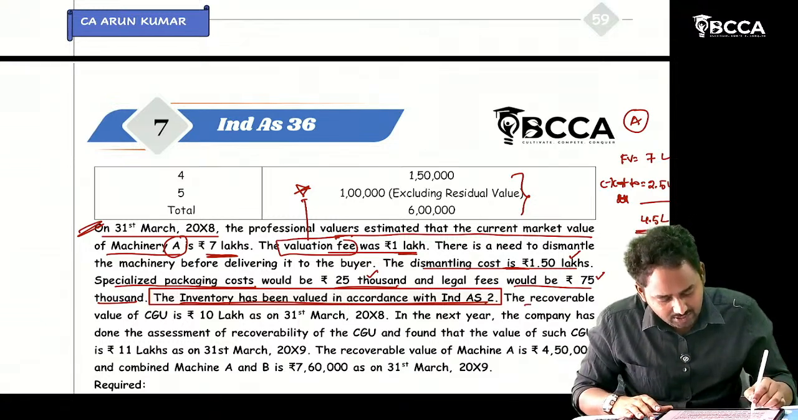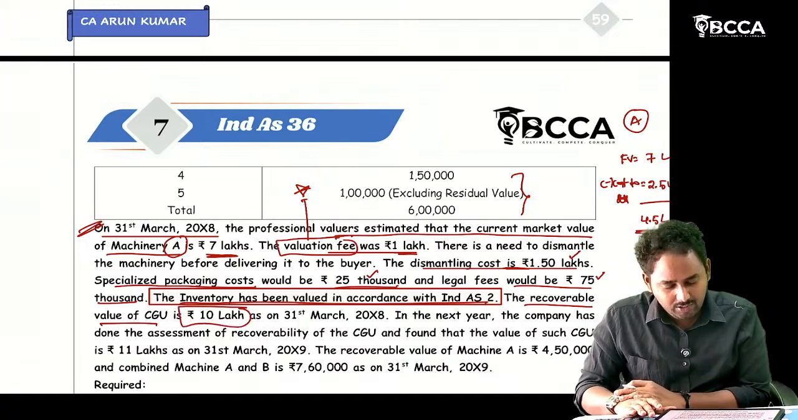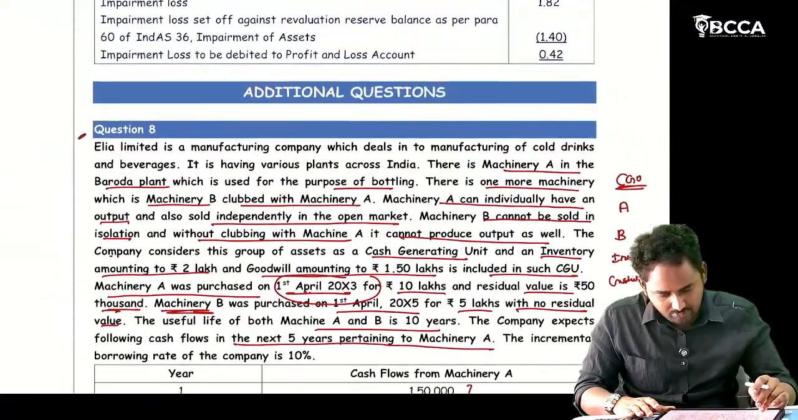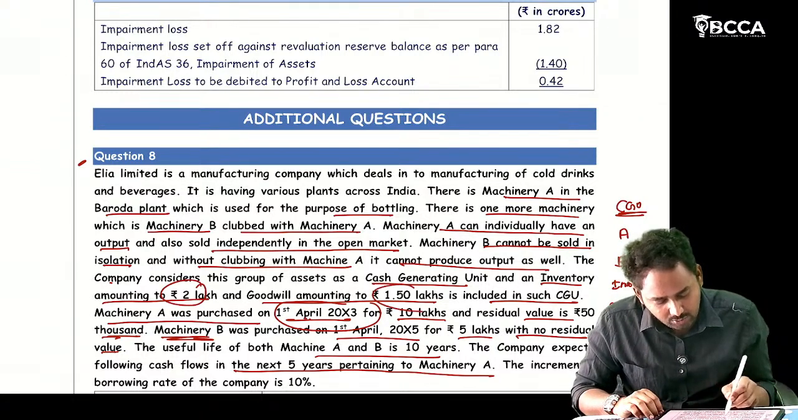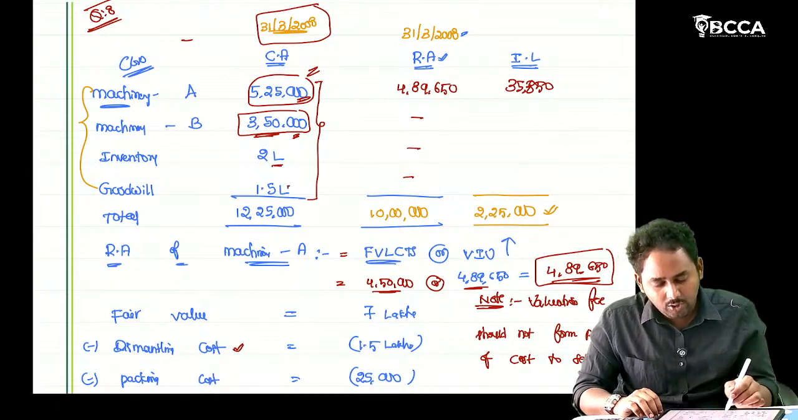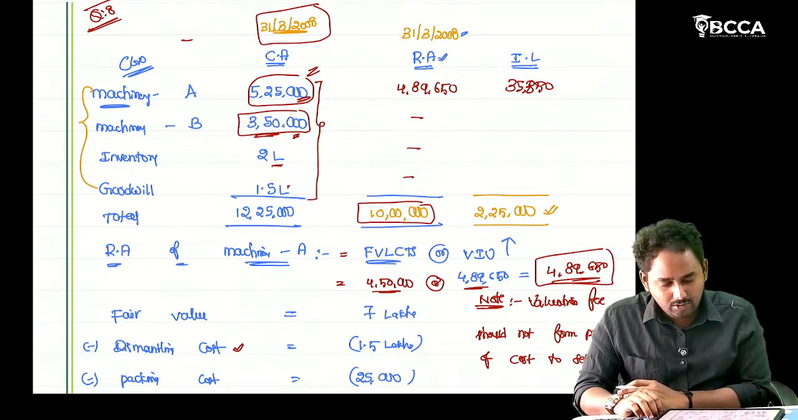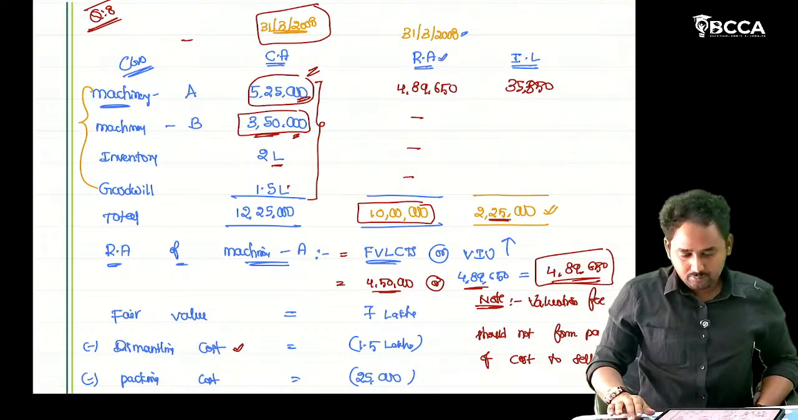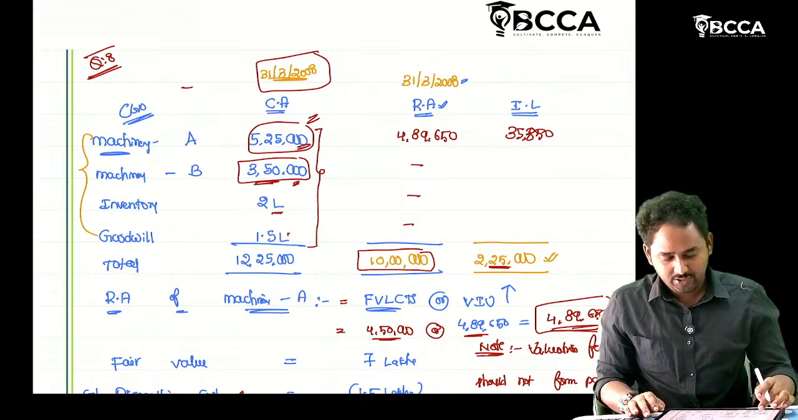What is the recoverable value of CGU? 10 lakhs. What is the carrying amount of the inventory? The carrying amount of the inventory is 2 lakh and goodwill 1.5 lakh, and I have the total recoverable amount of the CGU, 10 lakh. So what is the total impairment loss? 2 lakh 25,000.